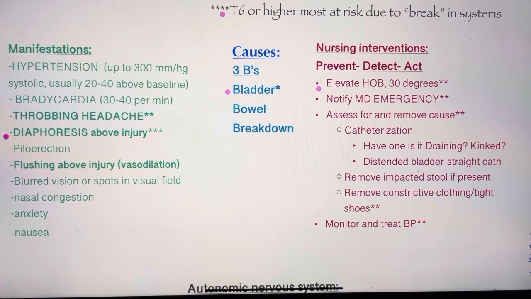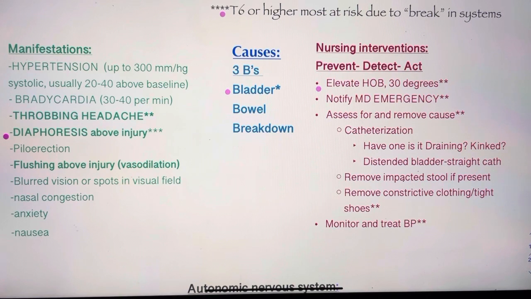They can also experience piloerection or the goosebumps and flushing above the injury due to that vasodilation. There could be blurred vision or spots in their visual field. They could have nasal congestion, anxiety, and also may experience nausea.